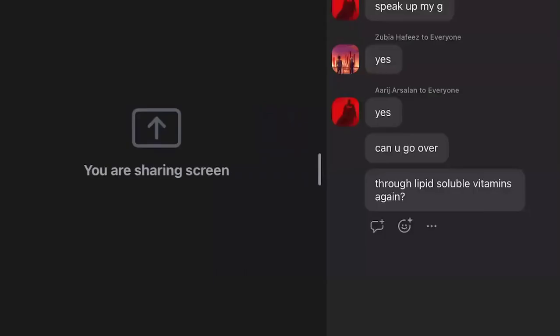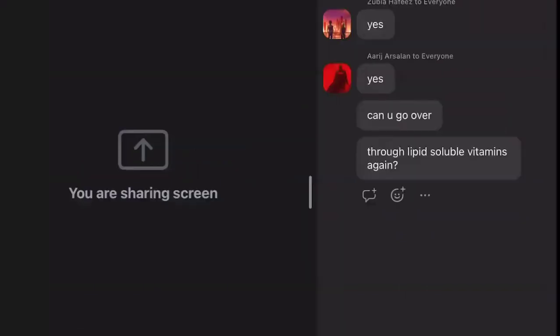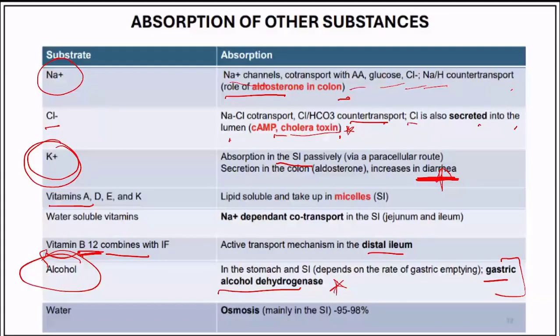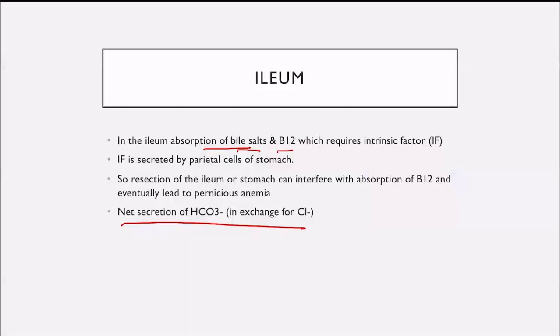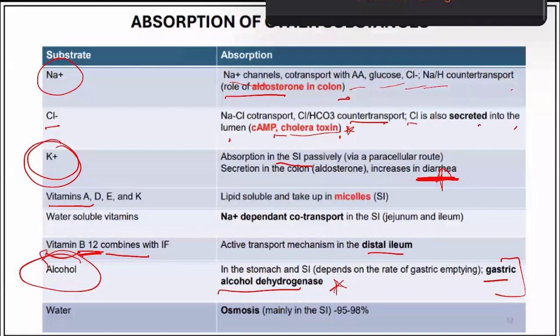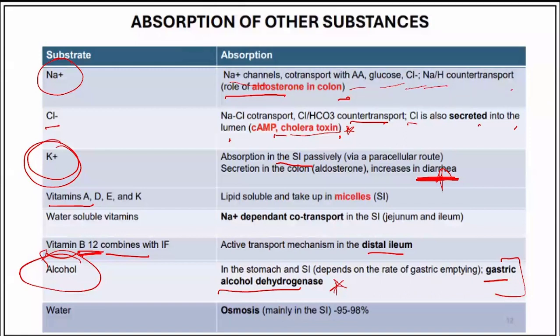Okay. Let's see in the chats. Can you go over lipid-soluble vitamins? Okay. Give me a second.